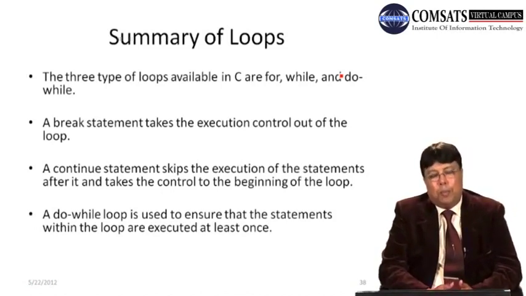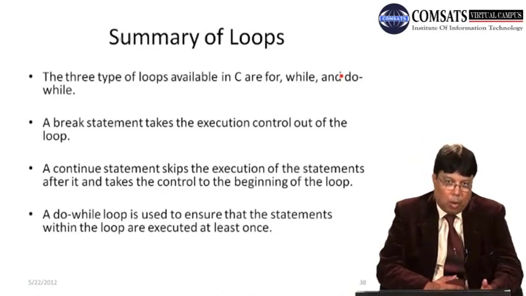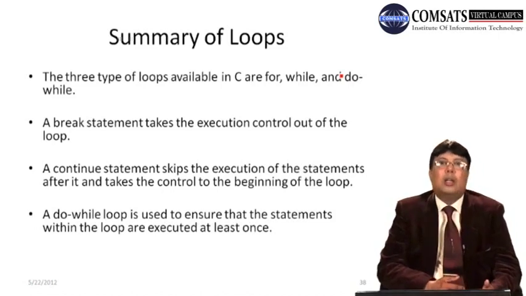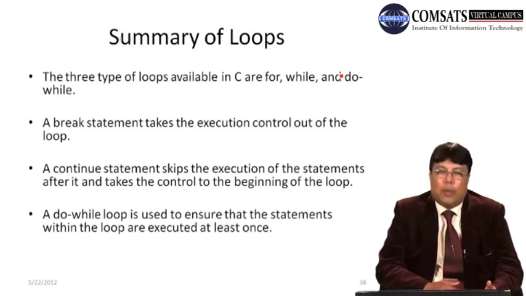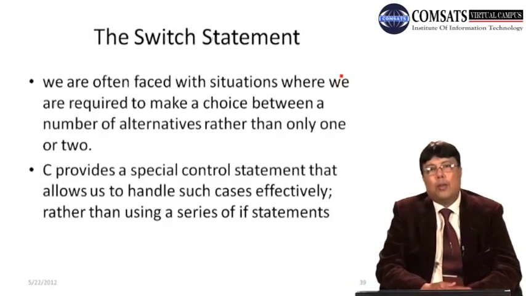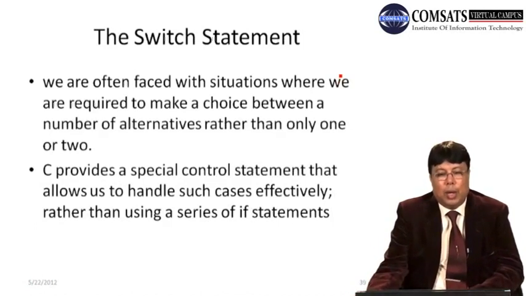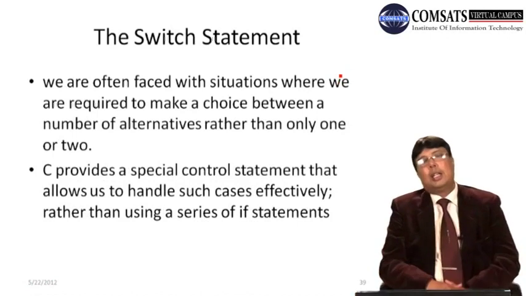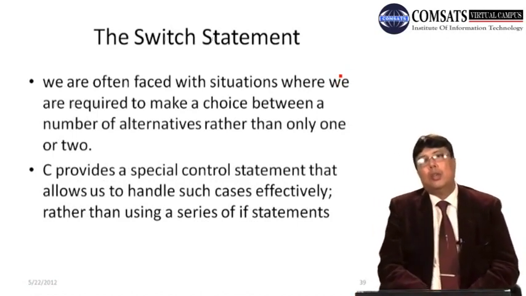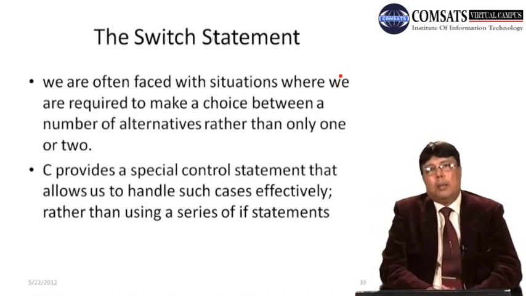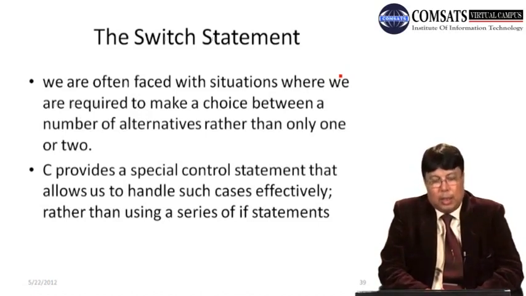The do while loop ensures that the statements within the body of the loop are executed at least once, whereas for and while loops test the condition first and then may not run the body of the loop even once.